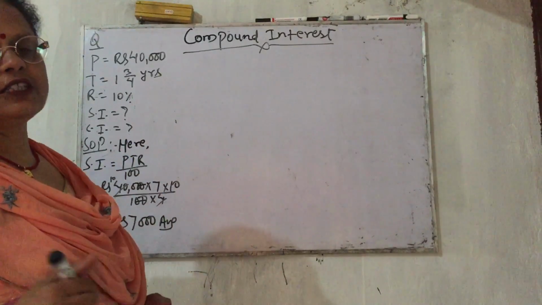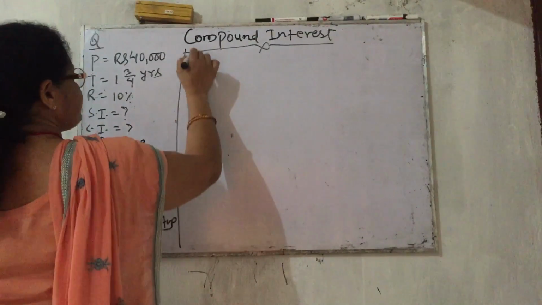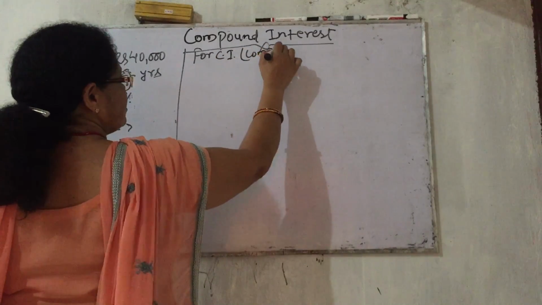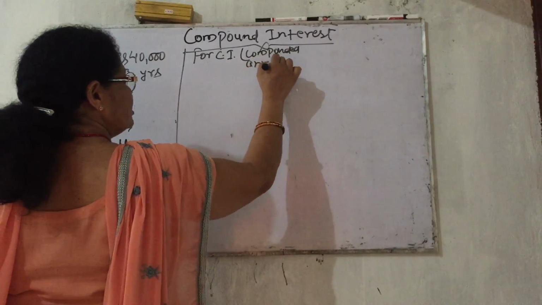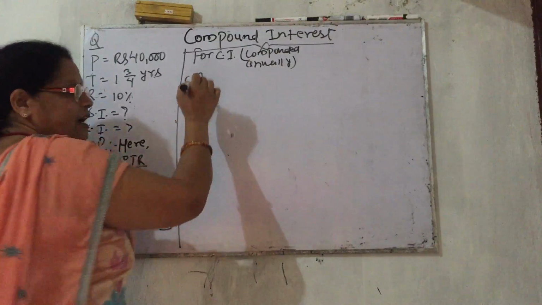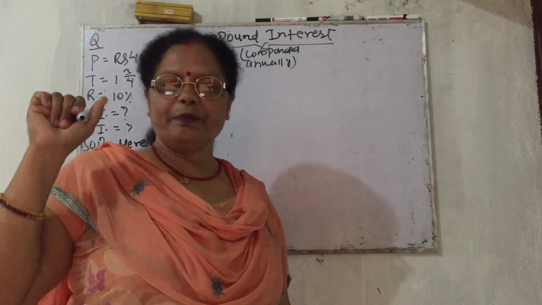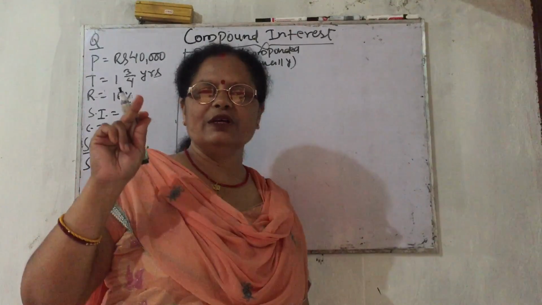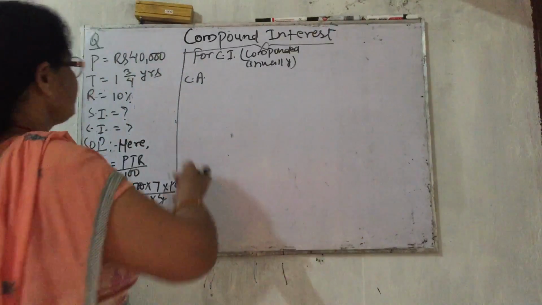Now we have to find out compound interest compounded annually. First I am going to find out CA. After that I will subtract P from CA, then it will be CI. Means CI equal to CA minus P, compound amount minus principal. Let's see how to find out.